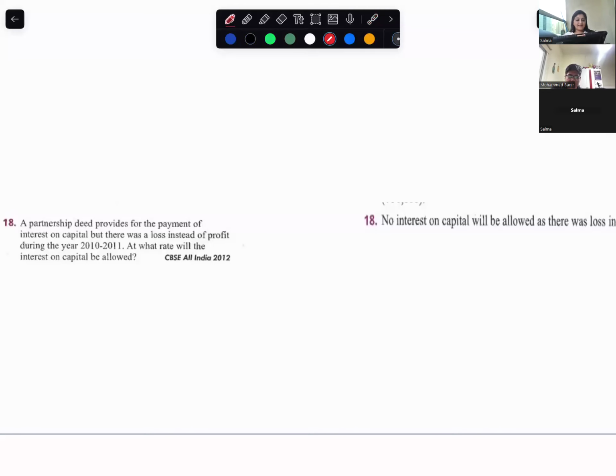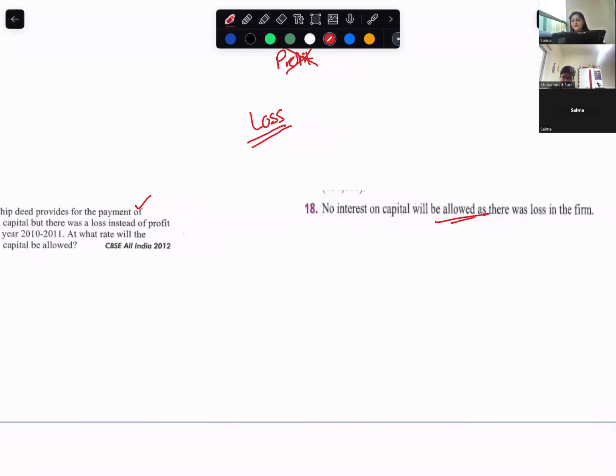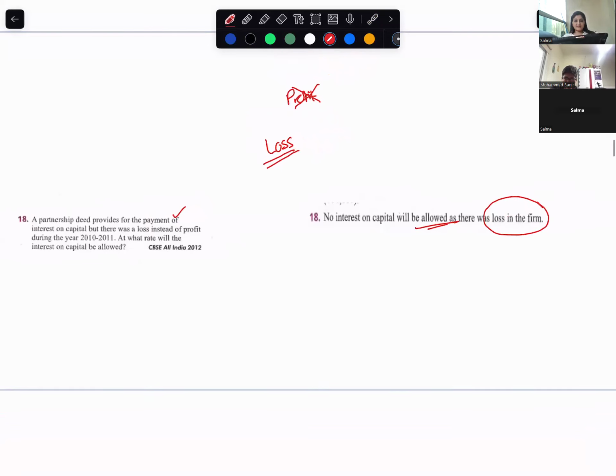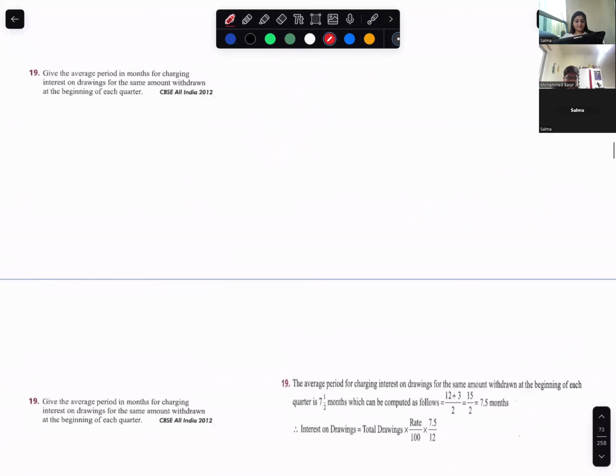The partnership deed is providing for interest on capital. But I don't have profits. I have loss. So if you have loss, will you give interest on capital? No, ma'am. So interest on capital will not be allowed if you are in loss. Are you with me? Yes, ma'am. Okay, let's go to the next one.